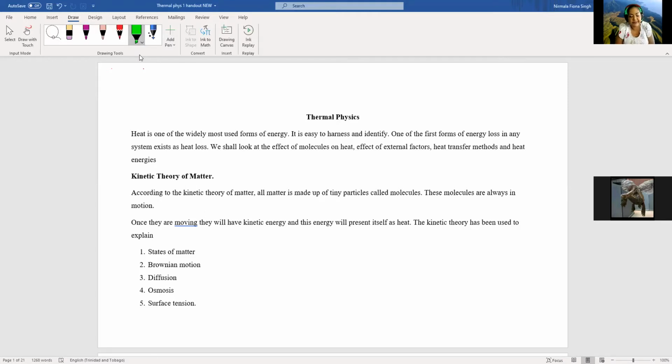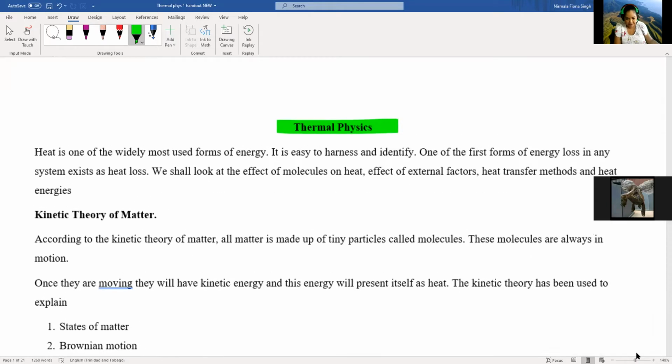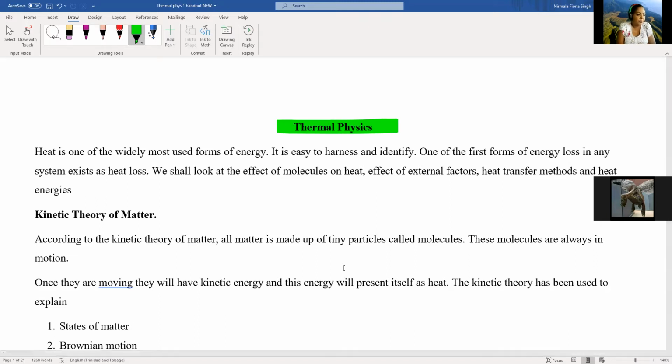Today is mainly reading. So, thermal physics. Thermal physics tells us about heat. So let's read. Heat is one of the most widely used forms of energy. It is easy to harness and identify. We always know when something has too much heat, meaning it gets hot, or it's lacking heat, it gets cold.